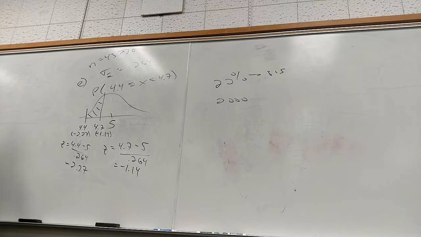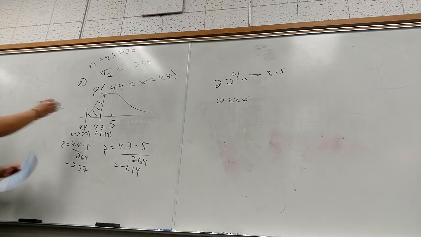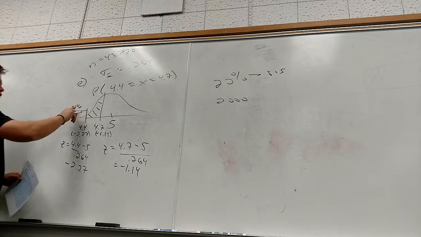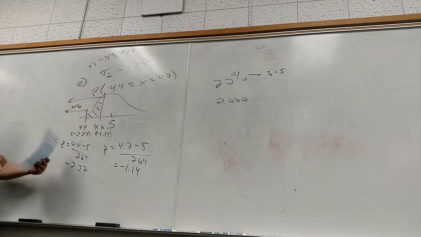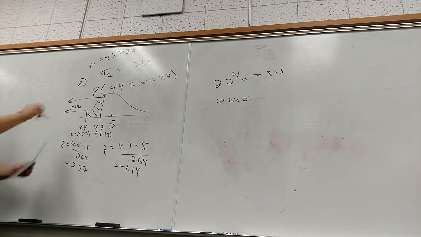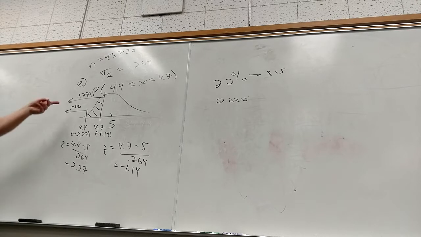So negative 2.27 comes out to be 0.0116. So very few, little below that. That makes sense. There should be very little below it. Negative 1.14 comes out to be 0.1271. And then you just subtract those to get the area in the middle. So it was uniform. Why did it become normal? Why am I using z-scores now? Took a sample. Ask about the sample mean. Sample's bigger than 30. It's now normal.